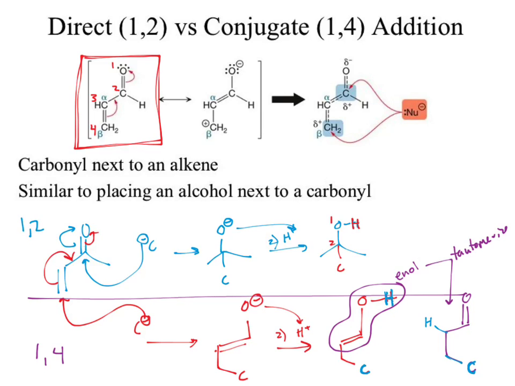The 1,4 is also referred to as a conjugate addition. Why a conjugate addition? Where's your nucleophile adding? To the carbon of an alkene that is conjugated with the carbonyl. That's why it's referenced as a conjugate addition. Kind of, sort of?